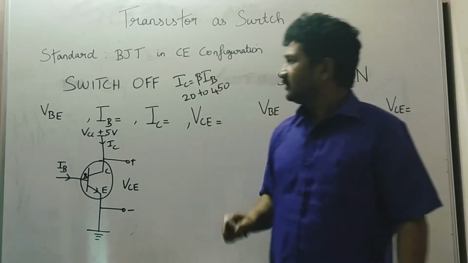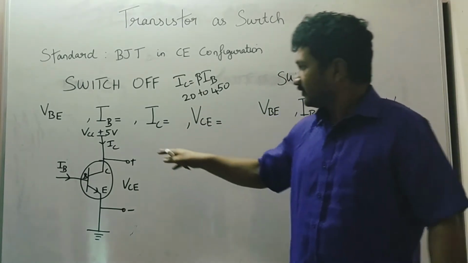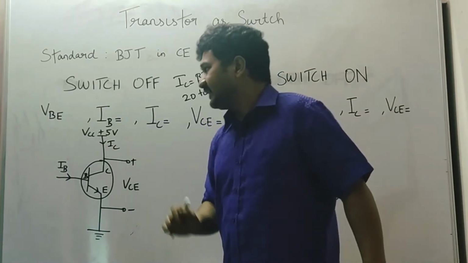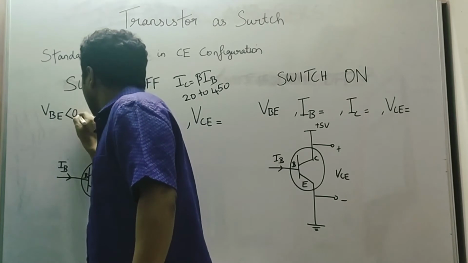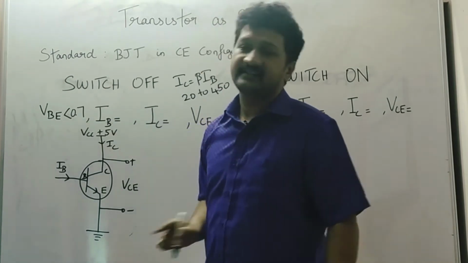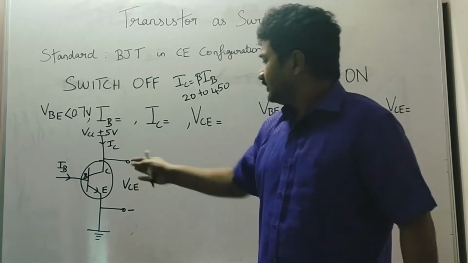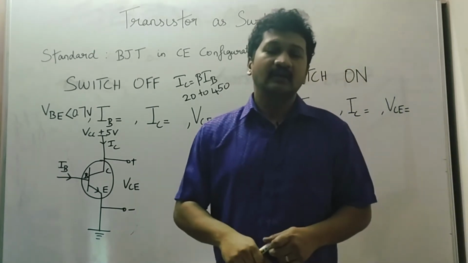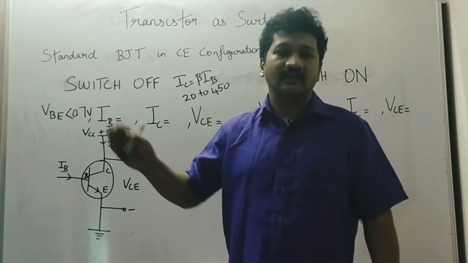Now coming to the switch off condition, the transistor in the off condition. VBE is the voltage across the base emitter junction. Let's assume this transistor is in off condition. For the transistor to be off, the base emitter junction voltage will be less than 0.7 volt. This 0.7 volt is the cut-in voltage for the base emitter junction to conduct. If you recall the working of a PN junction diode, in forward bias condition, after 0.7 volt the diode starts to conduct.